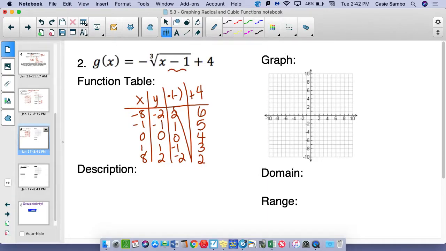And then this -1, that's on the inside, so it affects the x. So even though it says -1, I'm actually going to add 1. So negative 7, 0, 1, 2, 9.